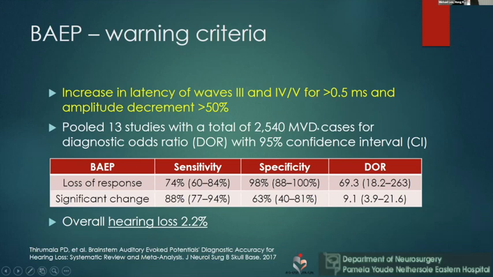Okay, so in a pooled study with 2,500 MVD cases, we have this BAEP loss of response. You have specificity of 98, very good, and you have a very high diagnostic odds ratio. Okay, but if you have significant change, then probably it's less specific, but you have more sensitivity. Using this criteria during this pooled study, the overall hearing loss was 2.2%.